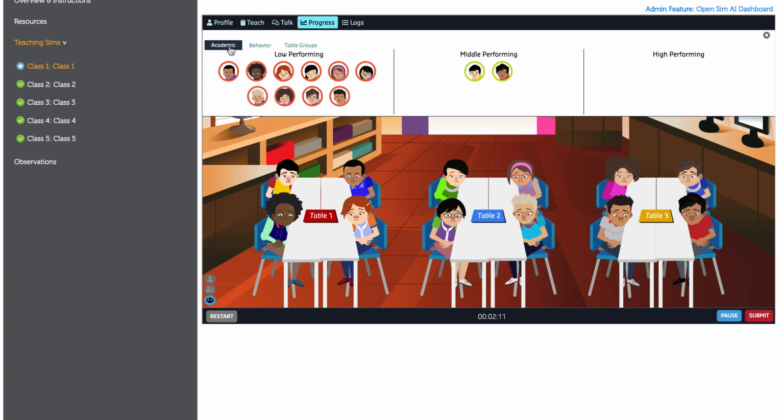And with these indicators, with the progress indicators, if they move from high performing to middle to low, don't think of that as the students are failing. Think about it that there's been a decrease in their performance. And then the question becomes, can we help them move back up again?